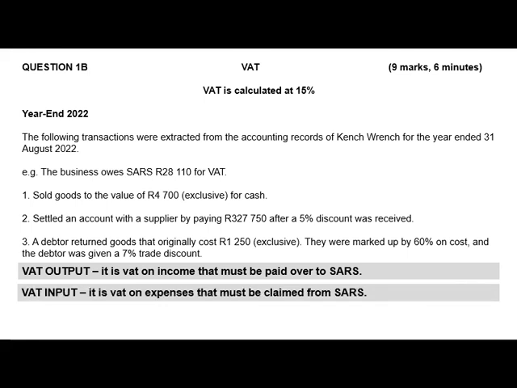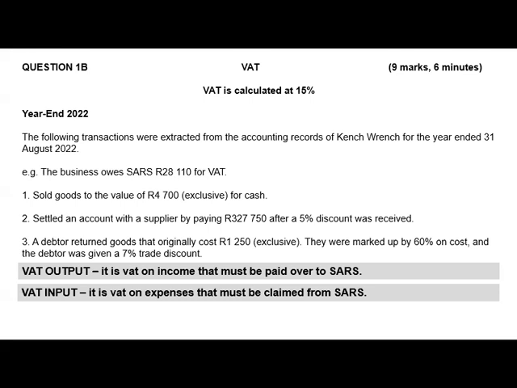Okay, now when you read number one, I prefer to say VAT output, calculate VAT on income. Any income that you earn, VAT on it will be VAT output. And VAT input is VAT on all expenses. So whenever you come across an expense, as long as it's not VAT exempt or zero rated, you will calculate VAT. Then the type of VAT you're going to calculate on that expense will be VAT input, because we can always claim it back from SARS.